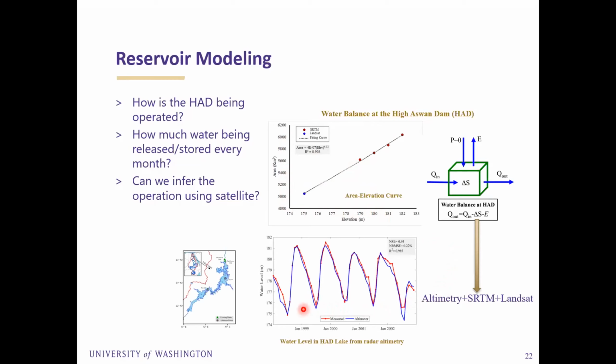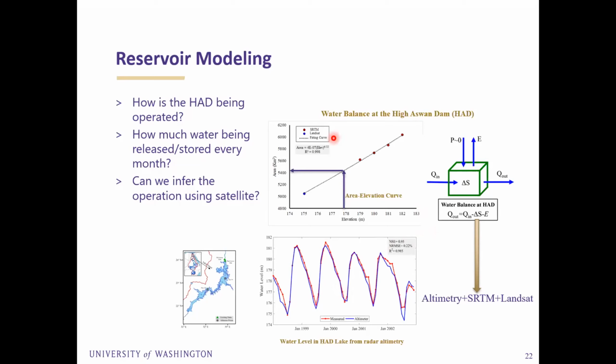This is another kind of satellite whose observations we can use to estimate the water level over the lakes. And here's a comparison between these altimetry observations versus the measured observations for the 5 years from 1998 to 2002. You can see the R square is very, very high. It's 0.99. So the altimetry is very well capturing the water level over Haiswan Dam Reservoir.